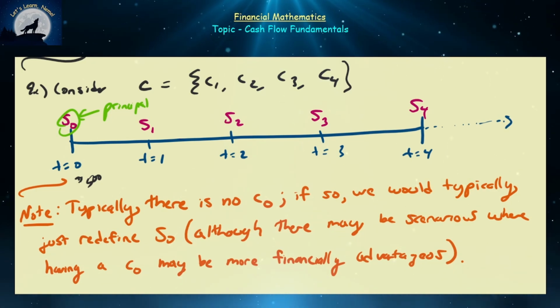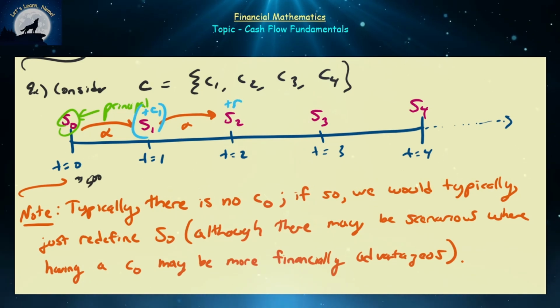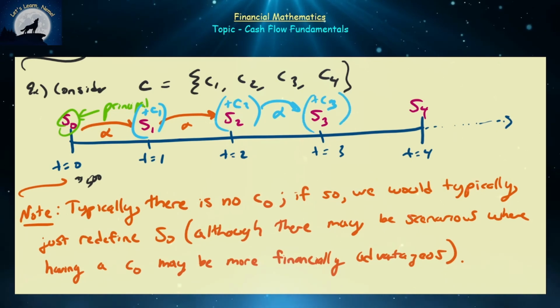Also keep in mind, if you want to move money through time, you can use periodic accumulation factors. For example, if you multiply S0 by alpha, that's going to give you S1. If you multiply S1 by alpha, you're going to get S2. But we're not just accumulating balances, we're also adding, for example, C1 there, we're adding C2 here, and then accumulating that sum into S3. And then we're adding a cash flow, for example, C3 here, and accumulating that sum into S4.